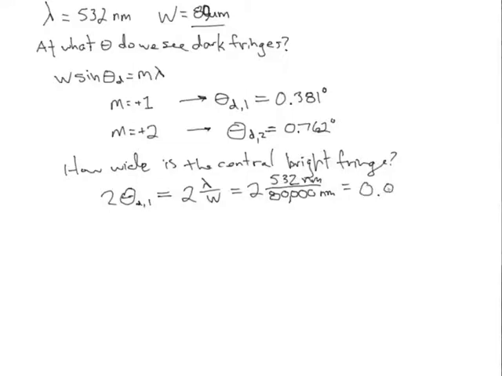That gives us an angle of 0.0133, and remember this is in radians, and if we convert from radians to degrees, we get 0.762 degrees, which is in fact twice what we had up here. So that equals 2 times our theta dark 1.